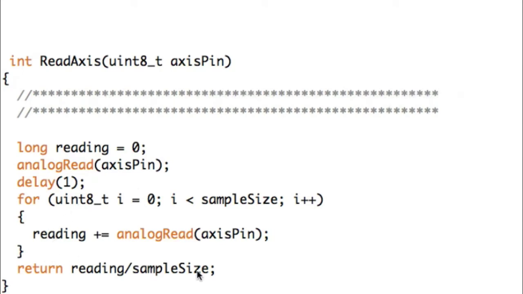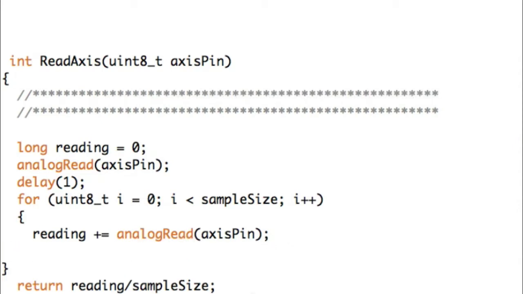But the other way is also to just put a delay in. And so input a delay, like that. And what that does is this is in milliseconds, so every time it does a reading, it will delay for 1 millisecond before it takes the next reading. And that would have the same effect.